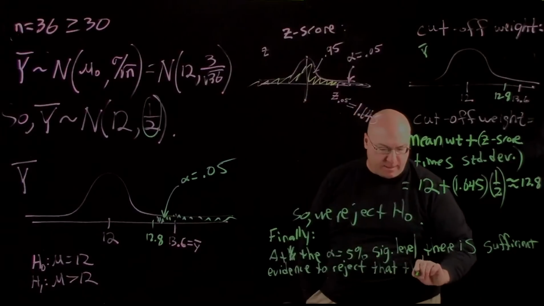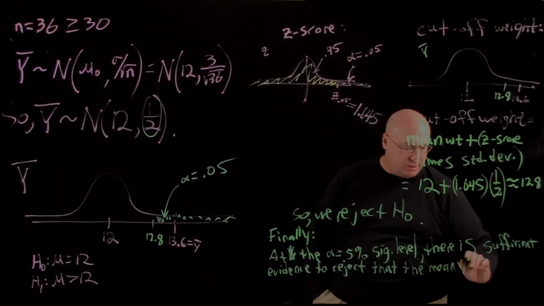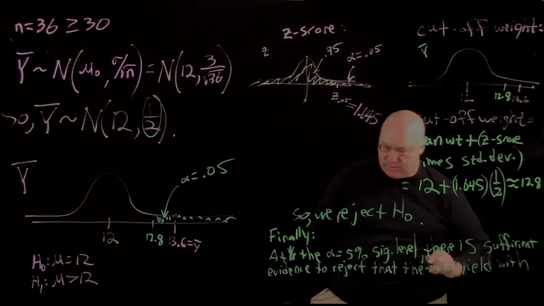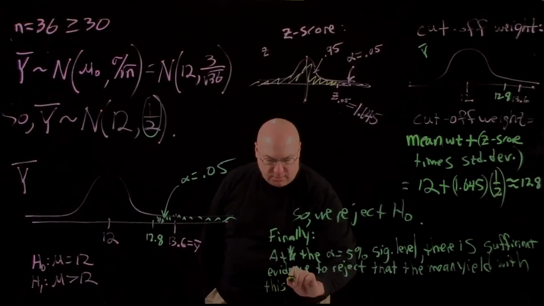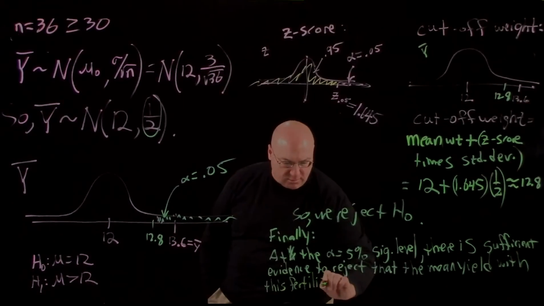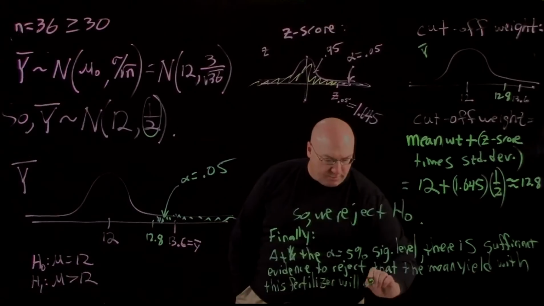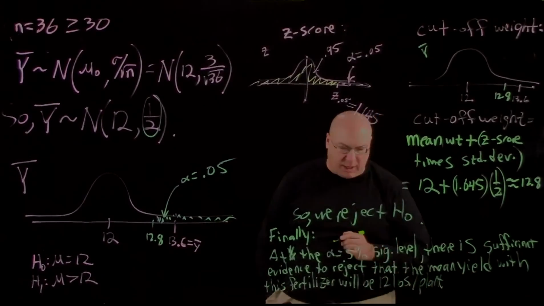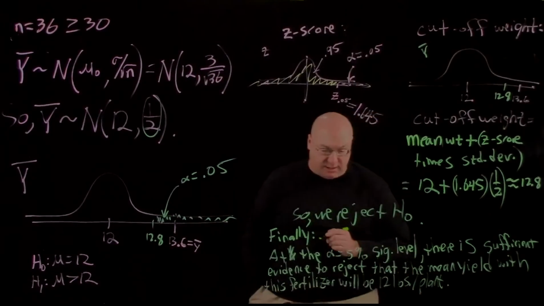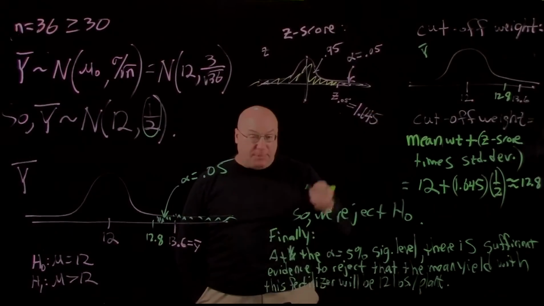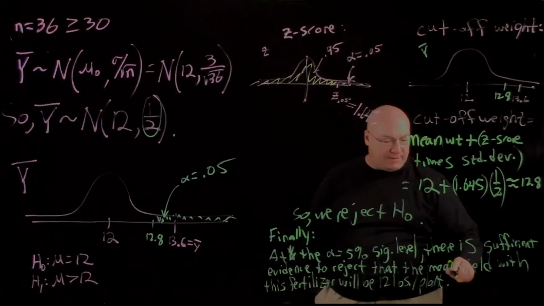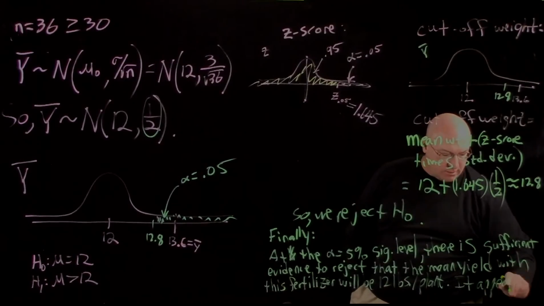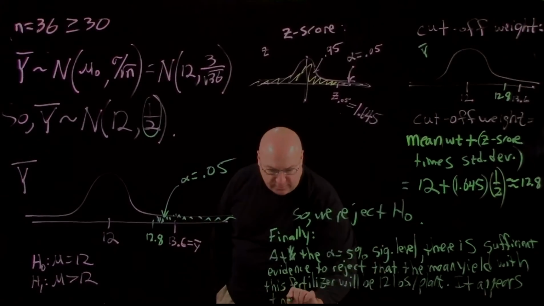that the mean yield with this fertilizer will be 12 pounds per plant. Again, per plant is what you want to write there. I'm just abbreviating because I'm running out of room. All right. So it appears that the yield will be greater, right? We can add that. It appears that the yield will be greater.